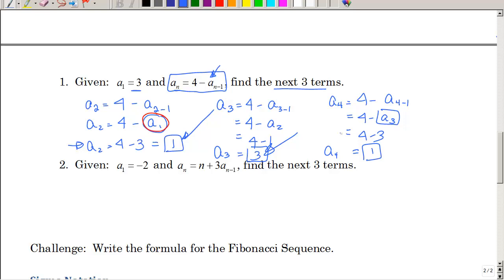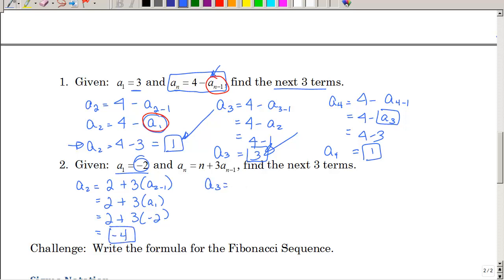Again, a recursive formula is always in terms of a previous term. Let's do this one. So the first term is negative 2, and I have that formula. So the second term is n, which in this case is 2, plus 3 times A of 2 minus 1. That means the first term. Well, what was the first term? Negative 2. So what is that? Negative 4.